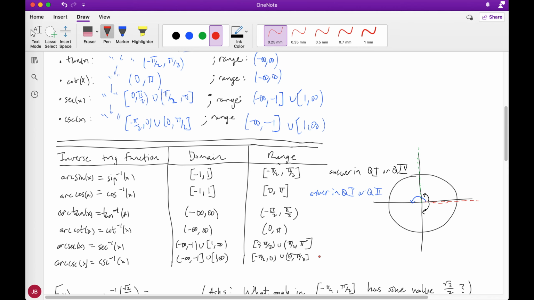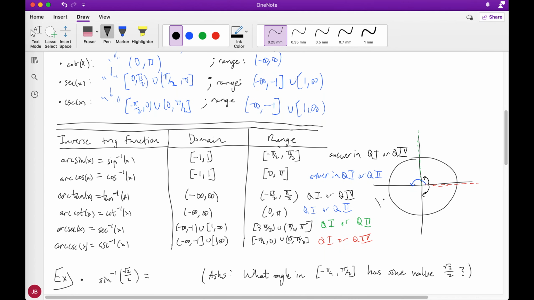So maybe I'll write this down. Arc secant, your answer is in Q1 or Q2. Arc cotangent, Q1 or Q2. And let's say arctangent, your answer is in Q1 or Q4. And that's going to be important, so make a remark, or maybe put a star next to that or something.